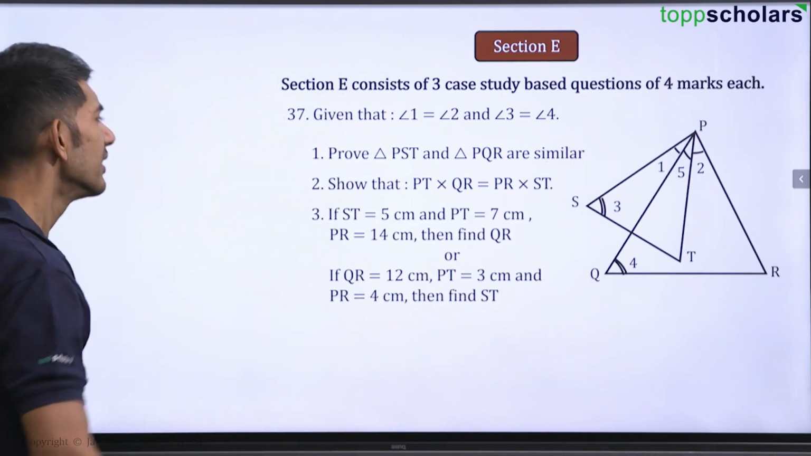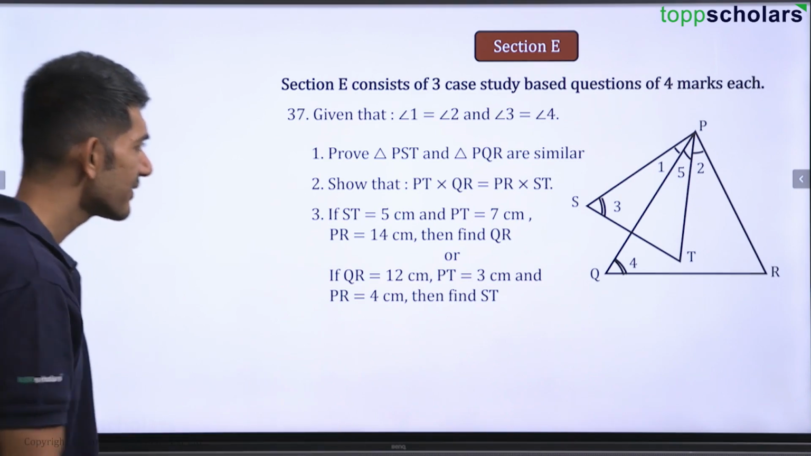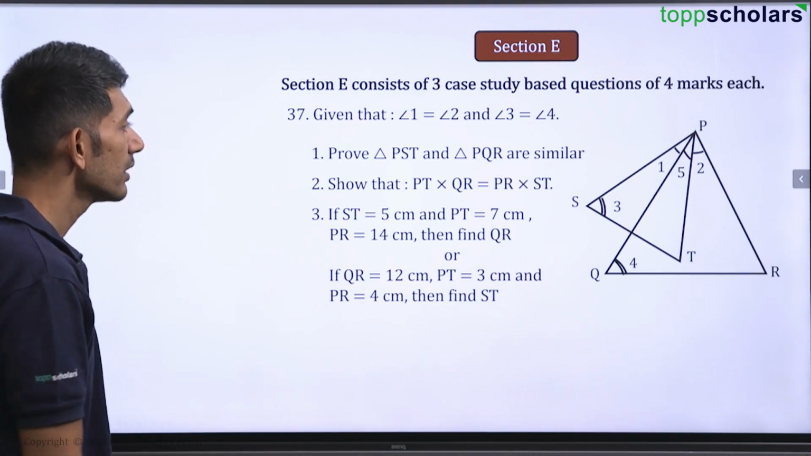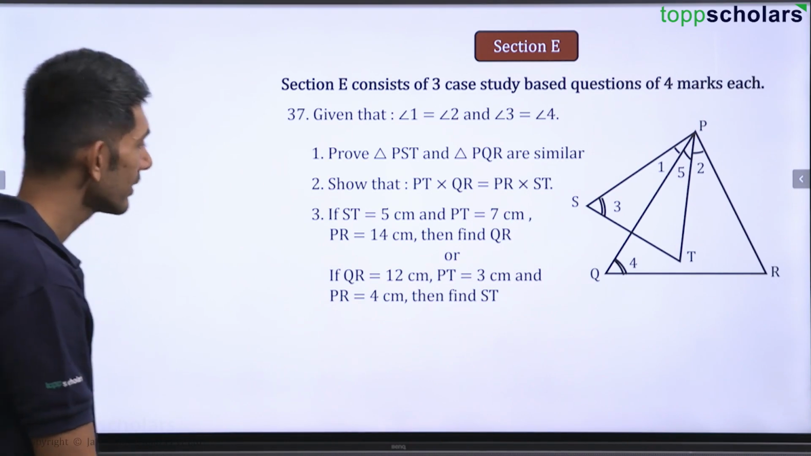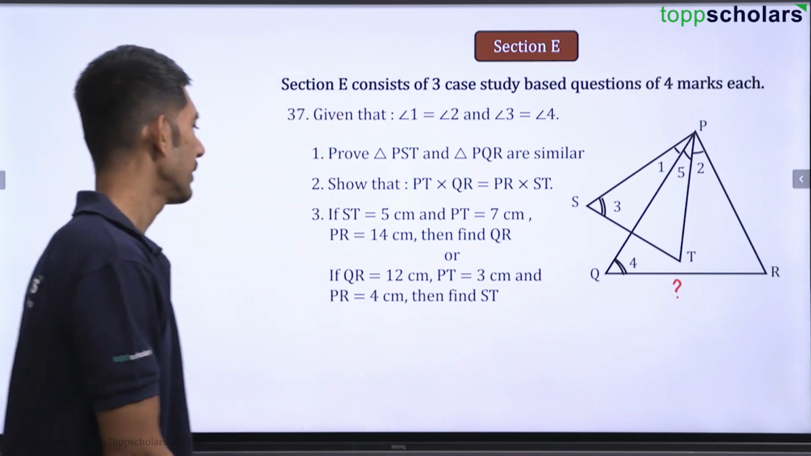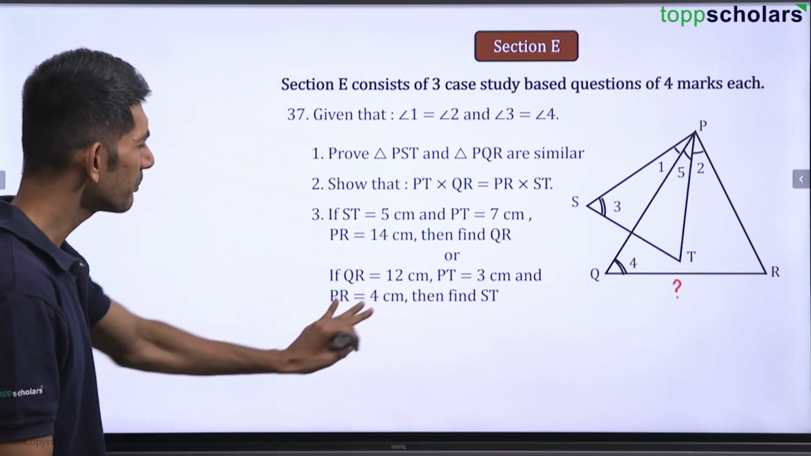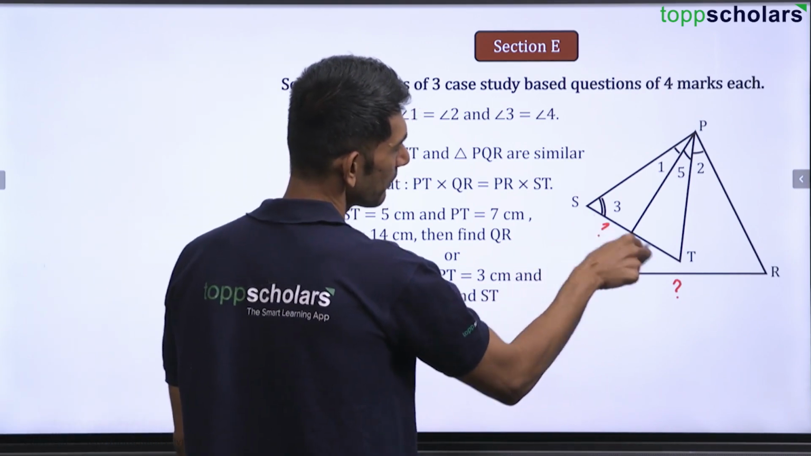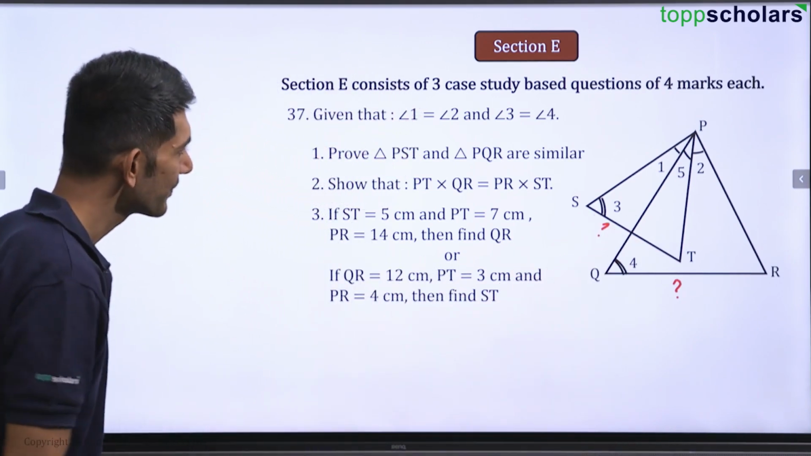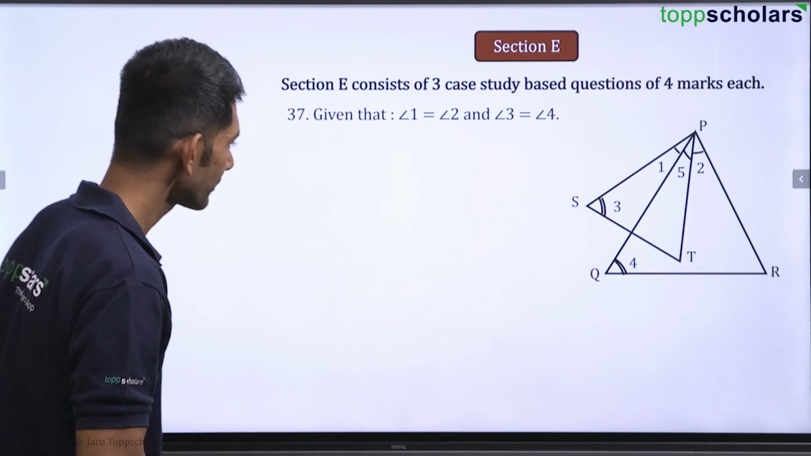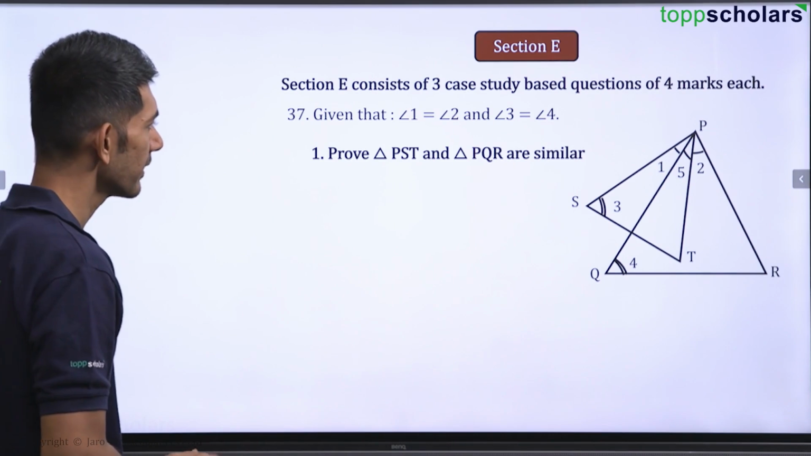Then third, some values are given. ST is given as 5, PT is given as 7, PR is given as 14, and we are supposed to find out QR. That means this is what we are supposed to find out, QR. And then QR is given, PT is given, PR is given. We are supposed to find out ST as well. That is the basis of both the triangles. Now that looks complicated, but trust me, it is very simple. I'll tell you why. Let's focus on the first part.